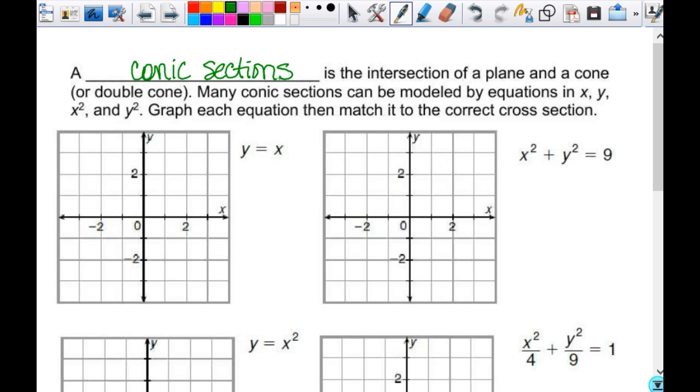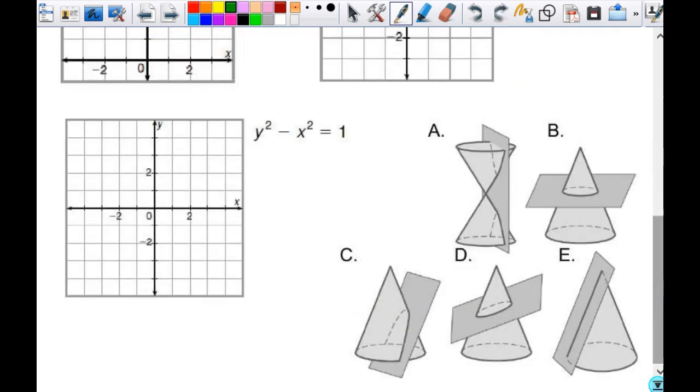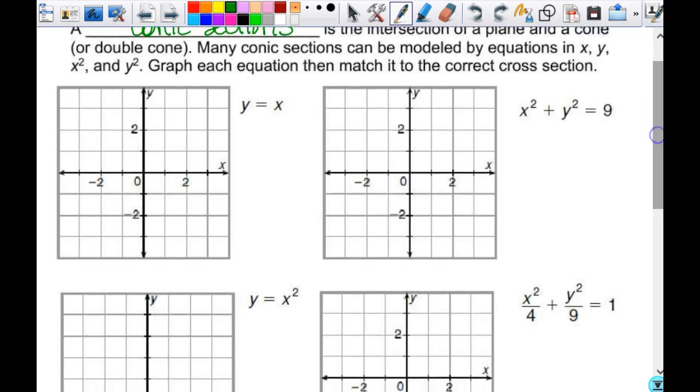And so we're going to graph each one of these, and then we're going to match them to these conic sections that we have down here that show the cones with the plane slicing through, all right? So let's start with this first one. It says we're going to graph y equals x. So when I graph this, what is this going to graph me? This is not a hard question.